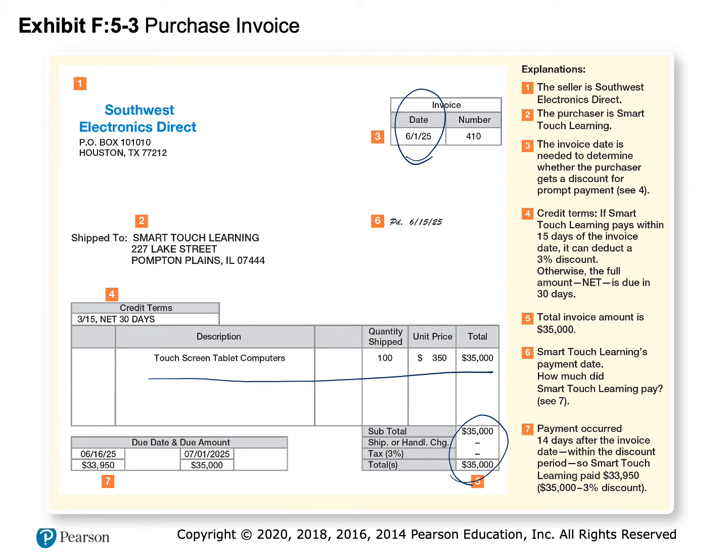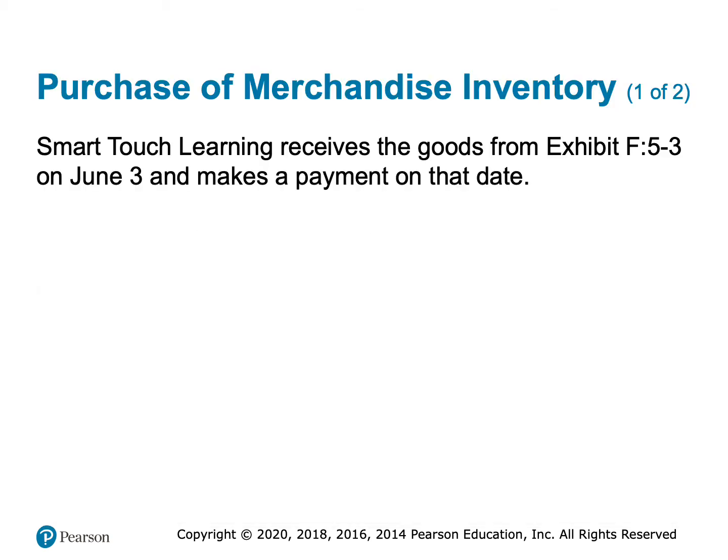And then the other thing that I want to point out, and we're going to come back and touch on this in a few slides, are the credit terms. Just stick this in your mind that the credit terms we're offered are $315 net 30. Here we're told that we received the goods from that sales invoice on June 3rd and we made the payment on that date.